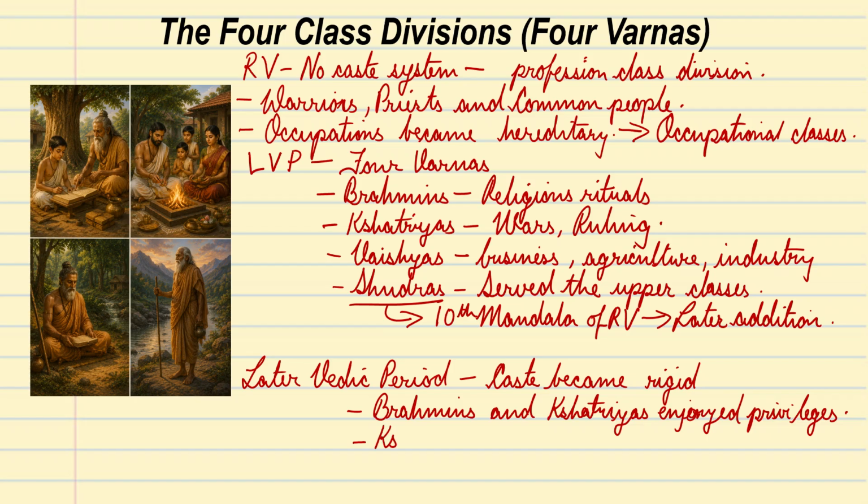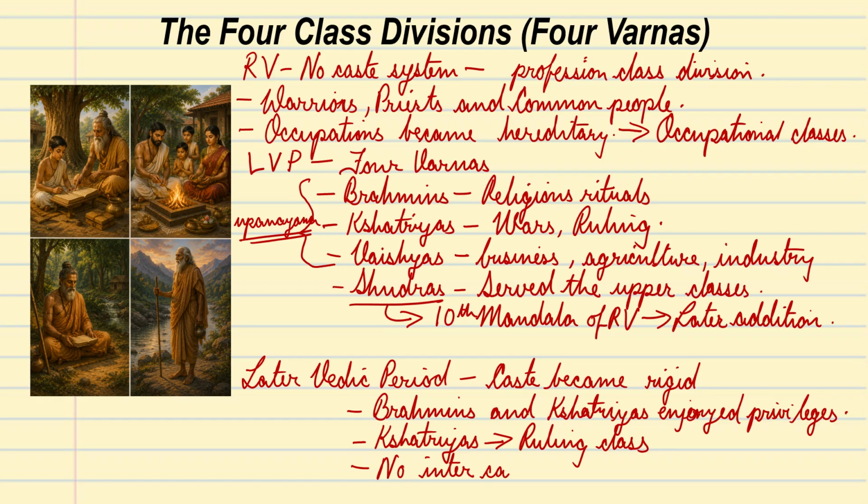Kshatriyas became ruling class. The higher three Varnas had Upanayana, which is sacred thread ceremonies. Intercaste marriages were not permitted. These are the changes which happened in the later Vedic period.